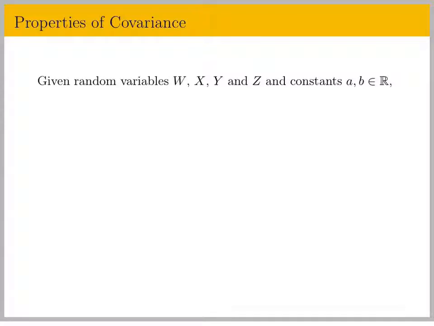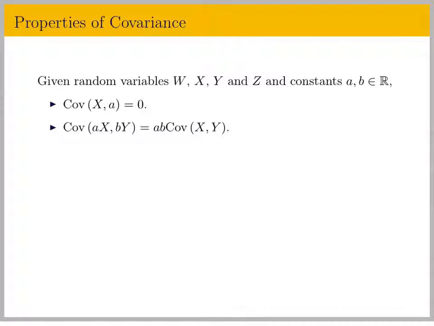So now that we've discussed the properties of variance, let's discuss the properties of covariance. So given some random variables w, x, y, and z, and constants a and b, it turns out that the covariance of any random variable with a constant is 0. That's because covariance is measuring how variables vary together. A constant never varies, and so it can't vary with anything else. So the covariance of a constant with anything is always 0.